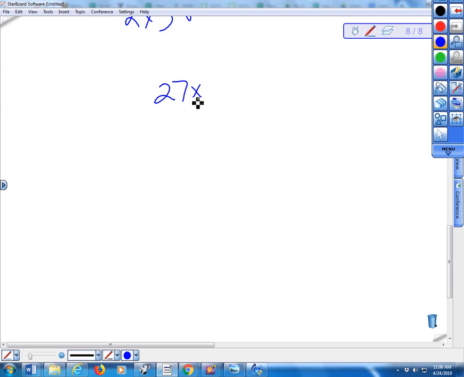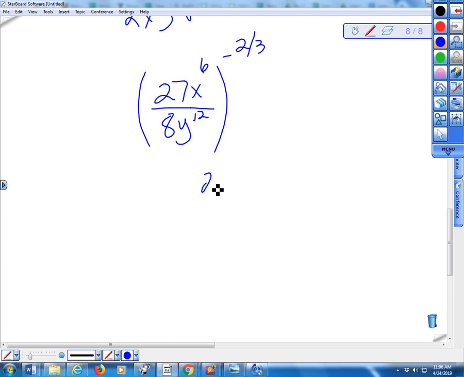27x to the 6th over 8y to the 12th, raised to the negative 2/3. I can't do anything to simplify the parentheses, so that's it. The negative means flip, so I'm just going to flip it, or rewrite the same thing: 8y to the 12th over 27x to the 6th. And this is then raised to the 2/3.